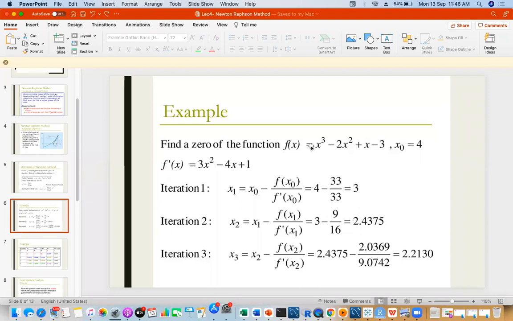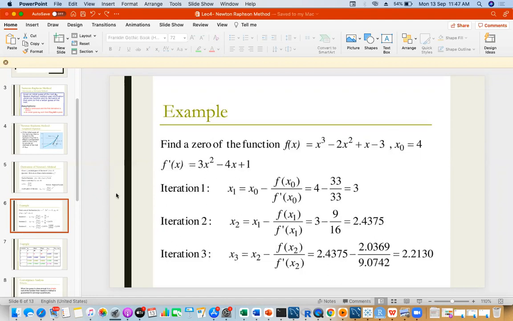So first we have been given this function f of x is equal to x cube minus 2x square plus x minus 3, and initial guess as x naught is equal to 4. Now what we will do, we will calculate f dash of x, or the derivative of this function. Derivative of x cube will be 3x square, right? Derivative of 2x square will be 2 into 2x, that is 4x. And derivative of x will be 1. And derivative of 3 will be 0. So we get the derivative here.